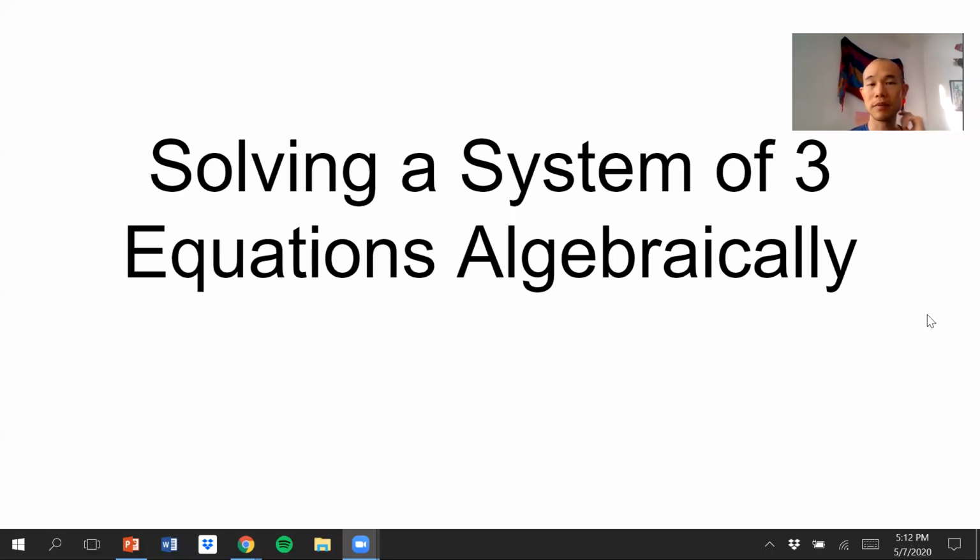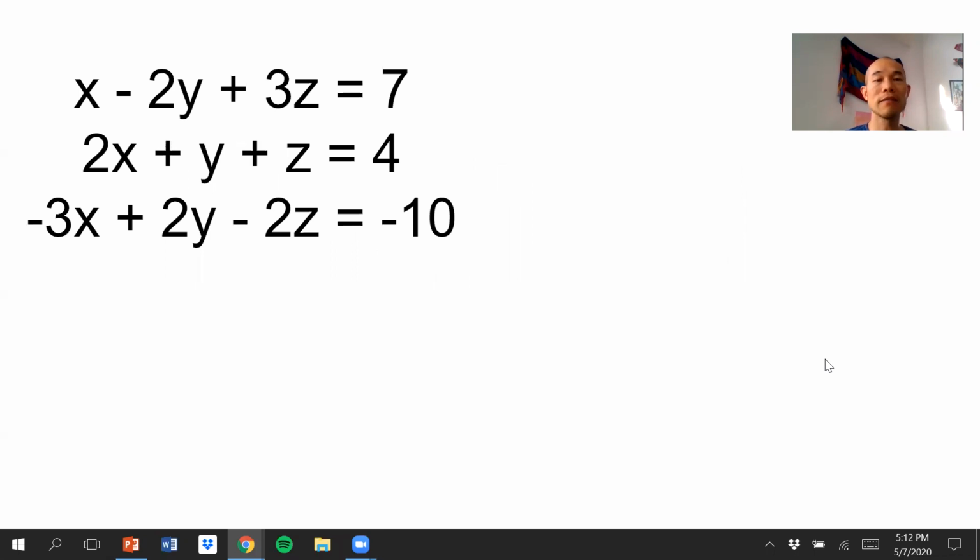Hi class, so today we're going to be talking about how to solve a system of three equations from three unknowns algebraically. So let's see, here I have the system of equations, and there's three of them, and there's three unknowns, x, y, and z, three variables. And so we want to figure out and solve for x, y, and z.